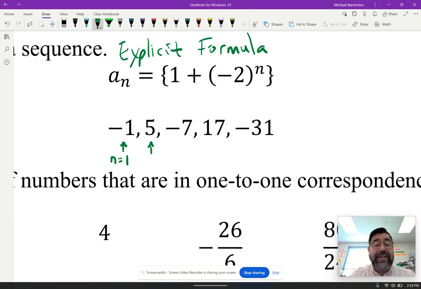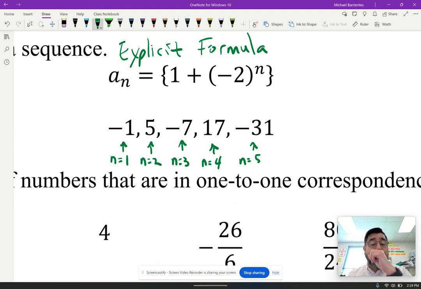And if I want to find the second term, well, then n would equal 2, and I would substitute 2 into the formula. Negative 2 to the second power, that's positive 4, plus 1 is 5, positive 5. That's the second term. And so I can create a whole list of values, which we call the terms in this sequence, by just substituting the position of the term into the explicit formula. So the nice thing about having the explicit formula is that we can build as many of the terms in the sequence as we want by just using the formula and substituting the position number into the formula.